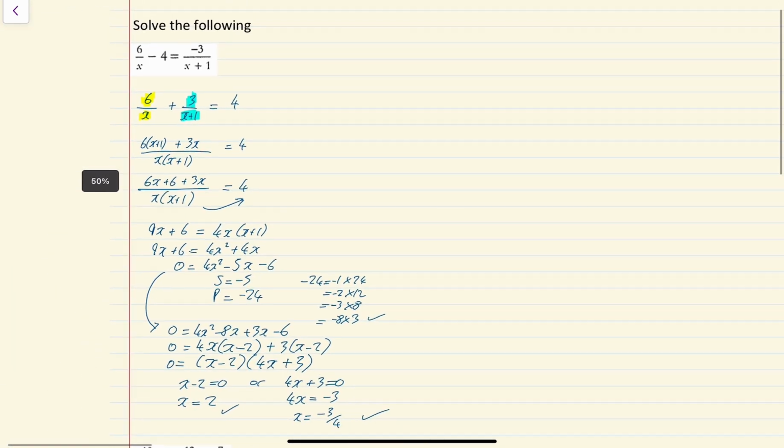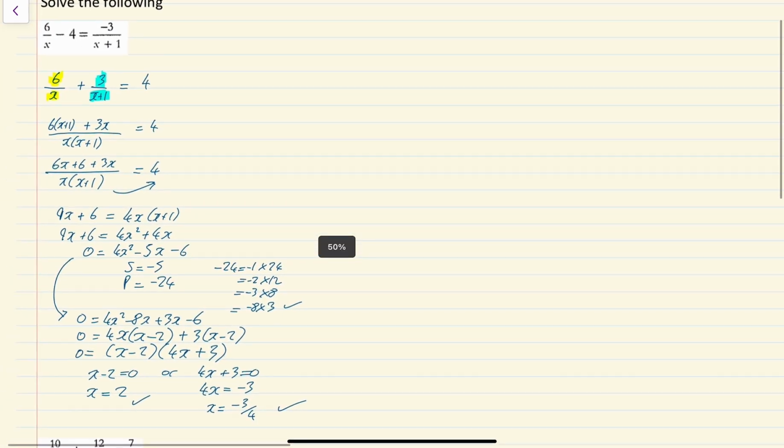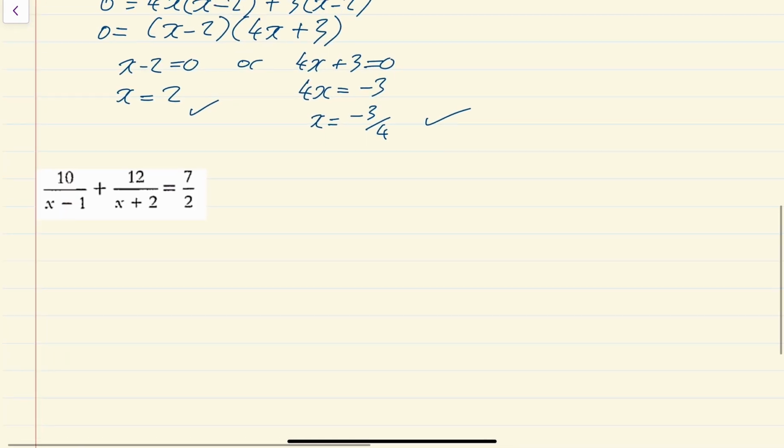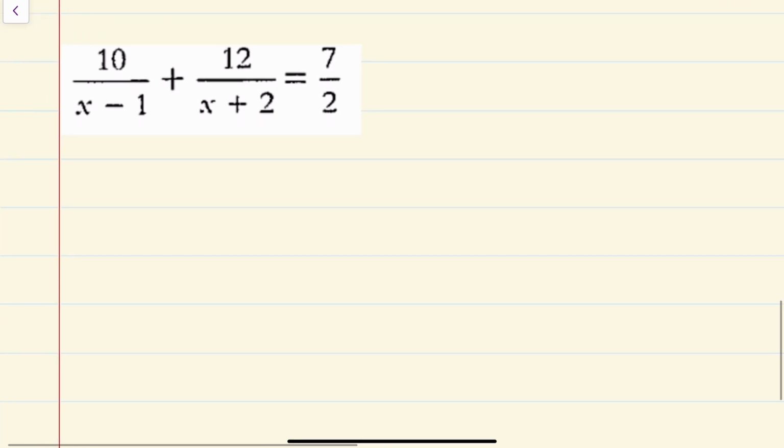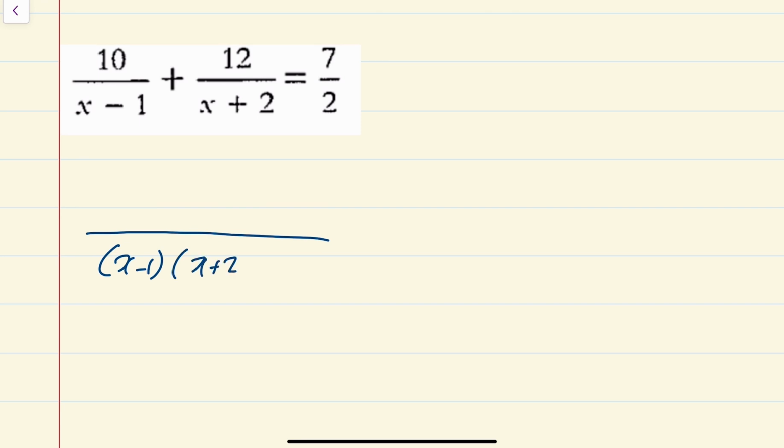So the original equation there, you can see there's a lot of work to do for it, and that's it. Okay, the next one, similar idea. You've got this as your initial setup. Common denominator again is, this time, a wee bit different. It's going to be x minus 1 upon x plus 2.